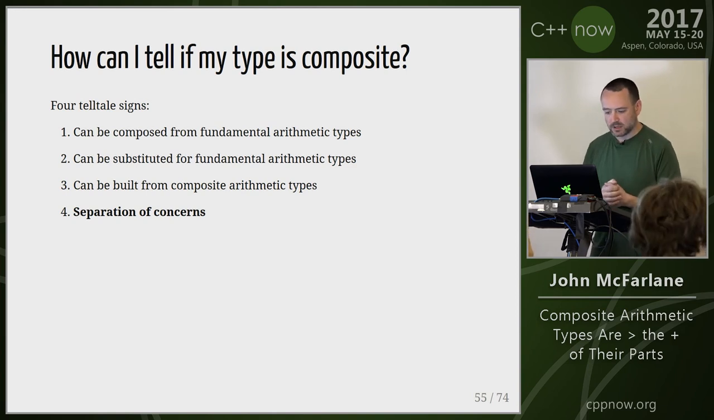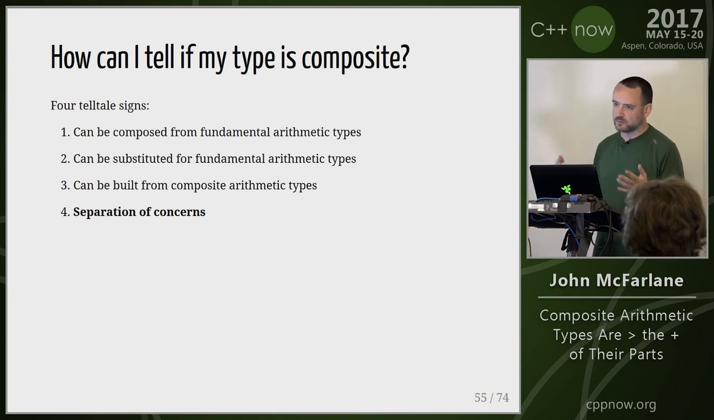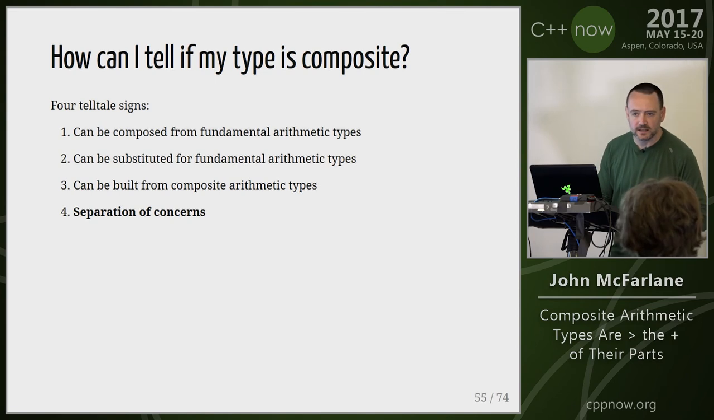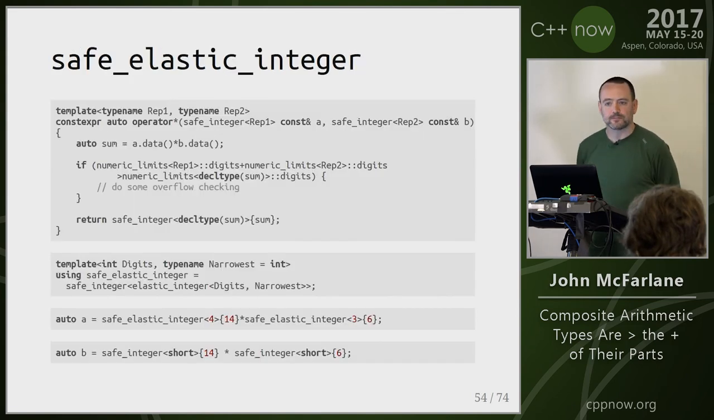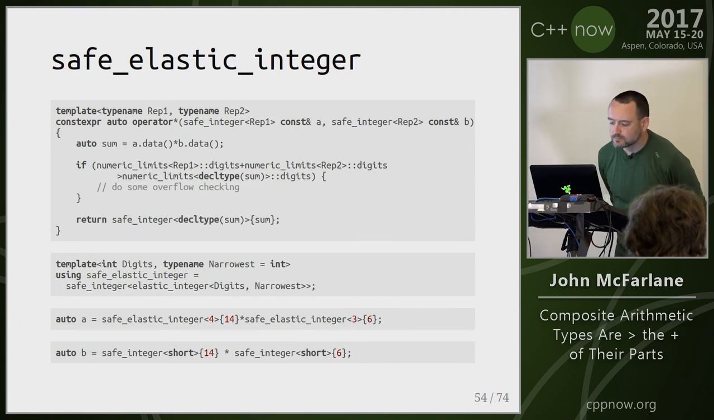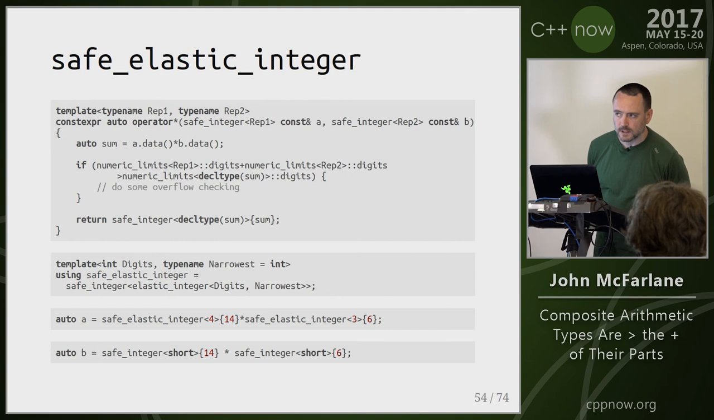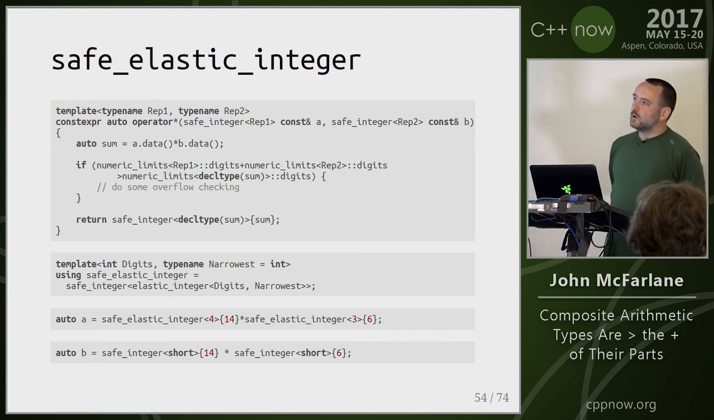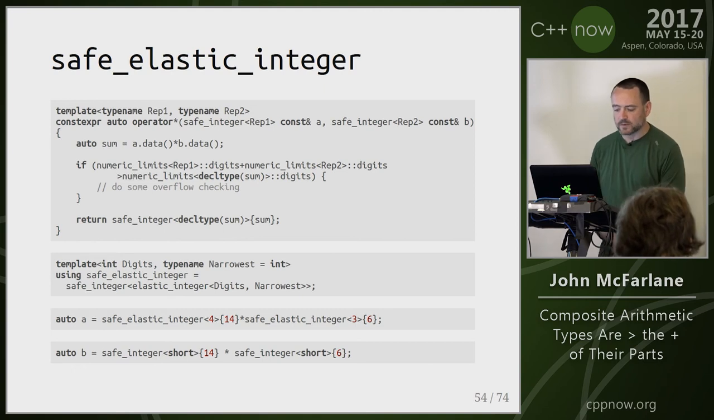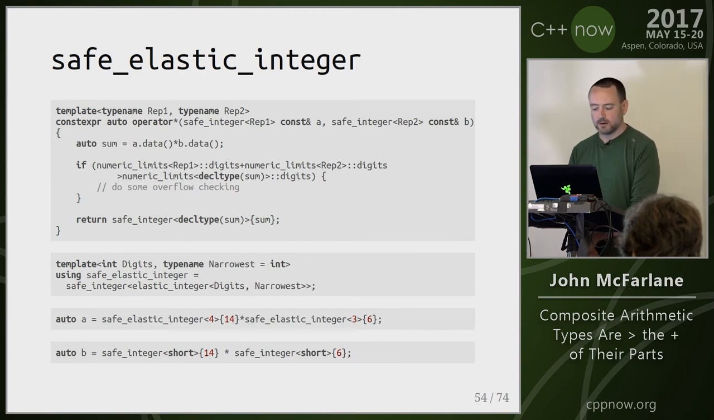Number four, separation of concerns. Well, so yes. On the previous slide, you can go back one slide. You have the numeric limits check. How does this cooperate with other types, such as the SIMD types? Ah, well, the question is, with the use of numeric limits here, how would that interact with use of SIMD? That's a good question.